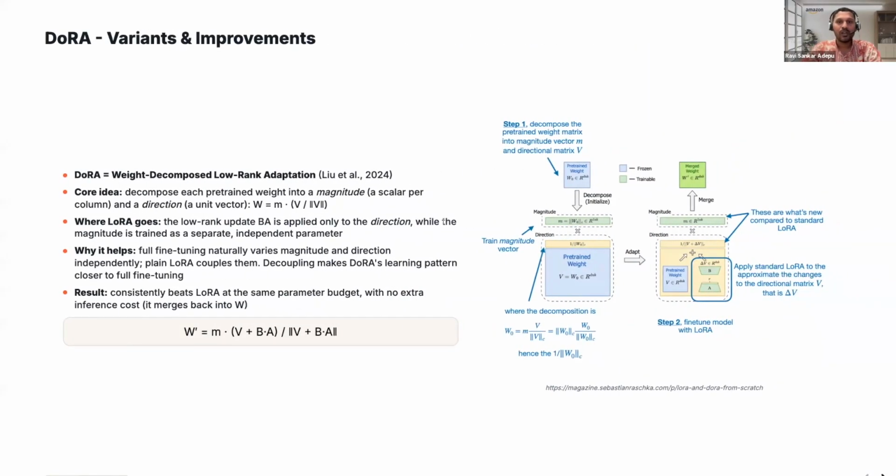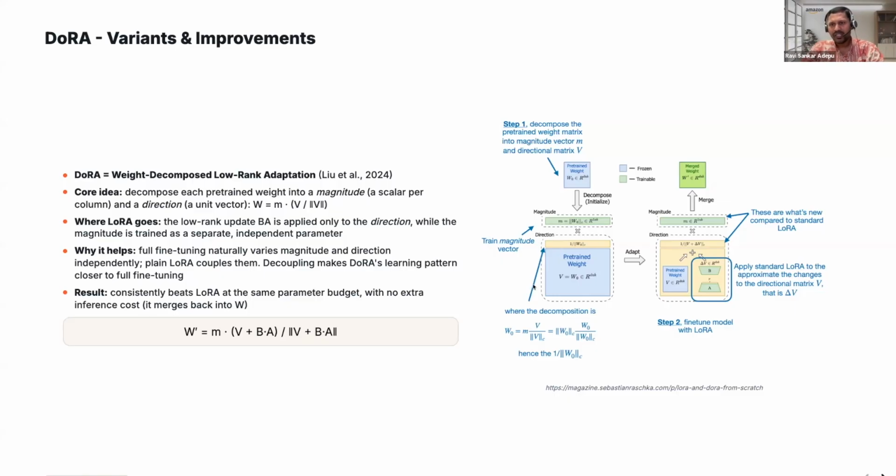So LoRA is actually great. People use it everywhere, but people also keep improving on it. DoRA is a nice example. The observation behind DoRA is that any weight matrix has two aspects: how big it is, that is its magnitude, and which way it points, that is its direction.